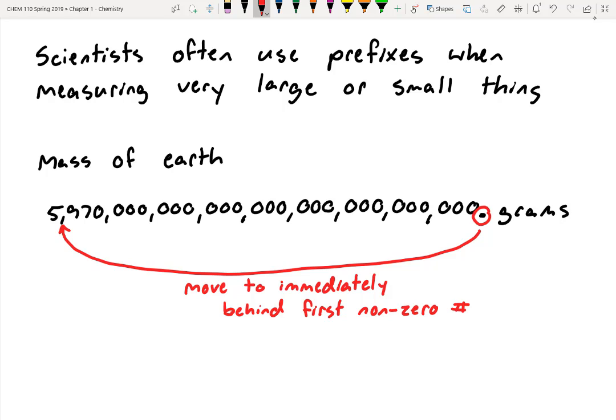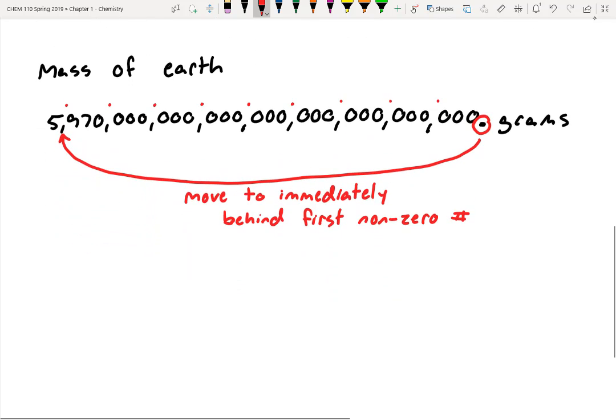All right, so now the question is, how many spots did we move it? We can count by threes. So we've got 3, 6, 9, 12, 15, 18, 21, 24, 27, right? So we've moved it 27 different places. So we can write this a little bit differently.